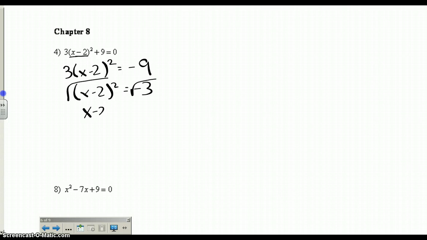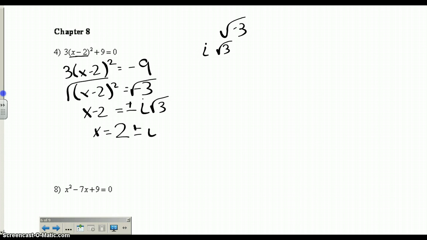If I do that, I have x minus 2 by itself. And remember, the square root of negative 3, the only thing we can take out is that negative 1. So I'm going to take out the i, and I'm left with the square root of 3. So I get plus or minus, always two solutions when we square root like this. Add 2: 2 plus or minus i root 3. So one key thing to remember is there's always going to be two solutions.